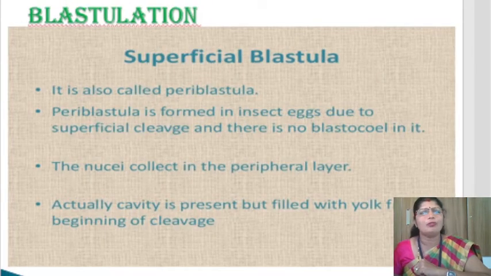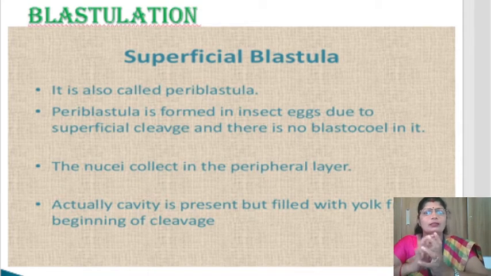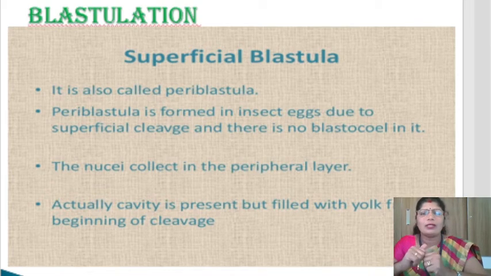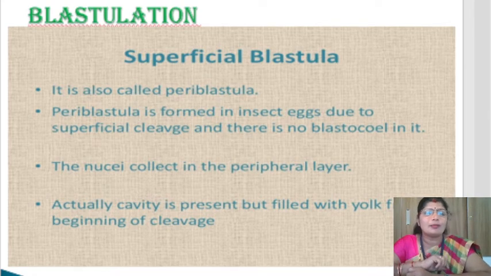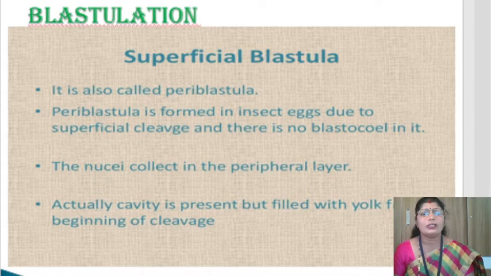Next, coming to the superficial blastula. Superficial blastula is also called periblastula. Here, in some insects, they are microlecithal, meaning a small amount of yolk. In such types, blastulation will take place at the periphery. Therefore it is called periblastula. Otherwise, it is also called the superficial blastula because the cleavage will be in a superficial layer. There is no blastocyst in it.